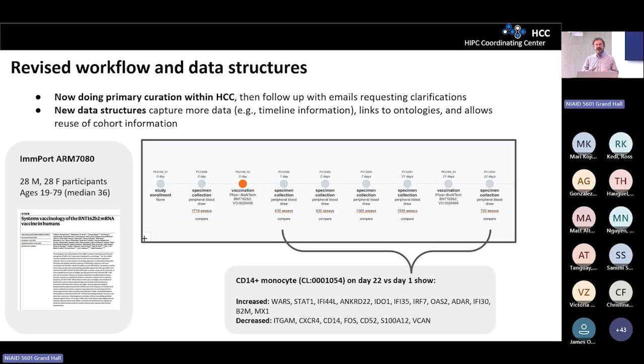And now we can link the signature up with those timelines. For example, in this study of a COVID vaccine response, there was a signature discovered within CD14 positive monocytes in terms of the increased and decreased expression of different genes. That signature will now link specifically to the timeline. So you'll be able to see that this signature relates the profiling of this specimen that was taken 22 days post-vaccination with this specimen taken 1 day post-vaccination. And so there's a direct linkage now between the signatures and those experimental designs and the data that's in ImmPort.